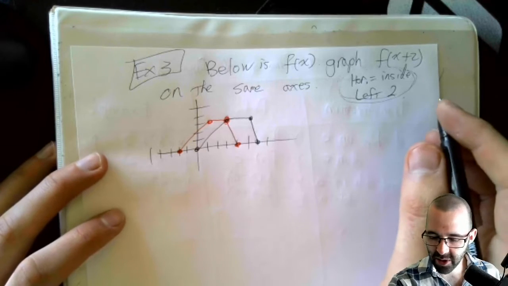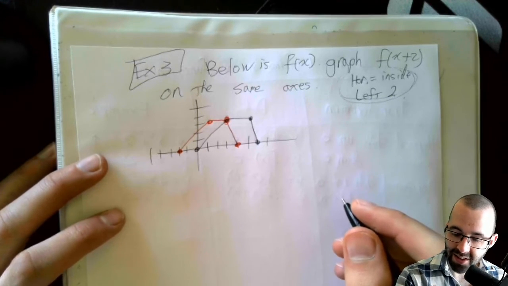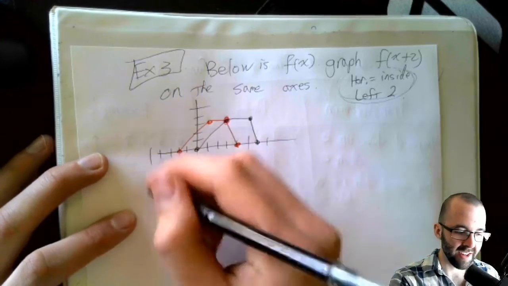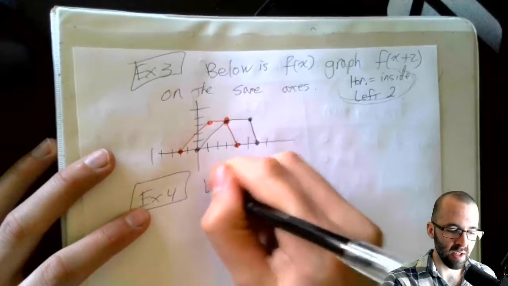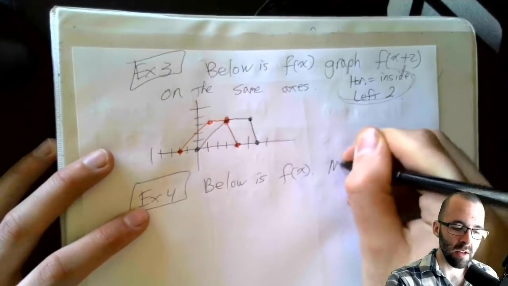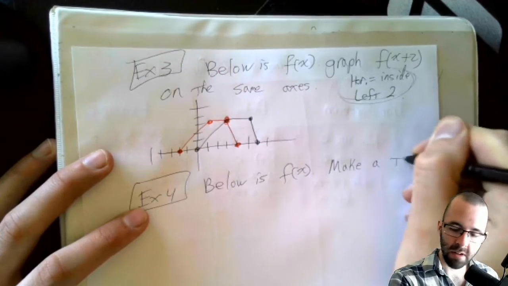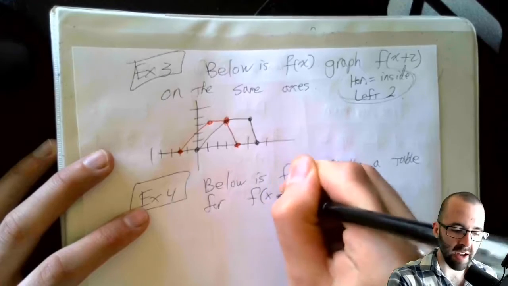Anyway, any questions on this? Otherwise, we're going to go on to example 4, which also might look a little familiar. Okay. Example 4. Below is f of x. Make a table for f of x minus 3.